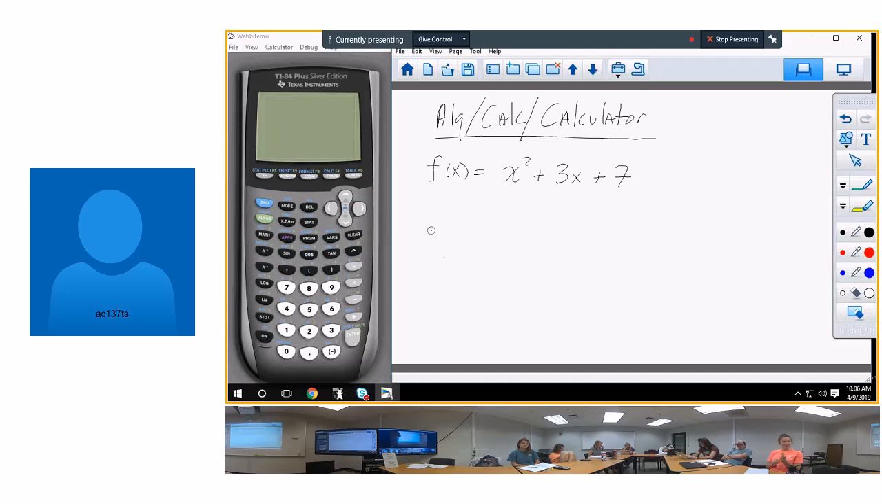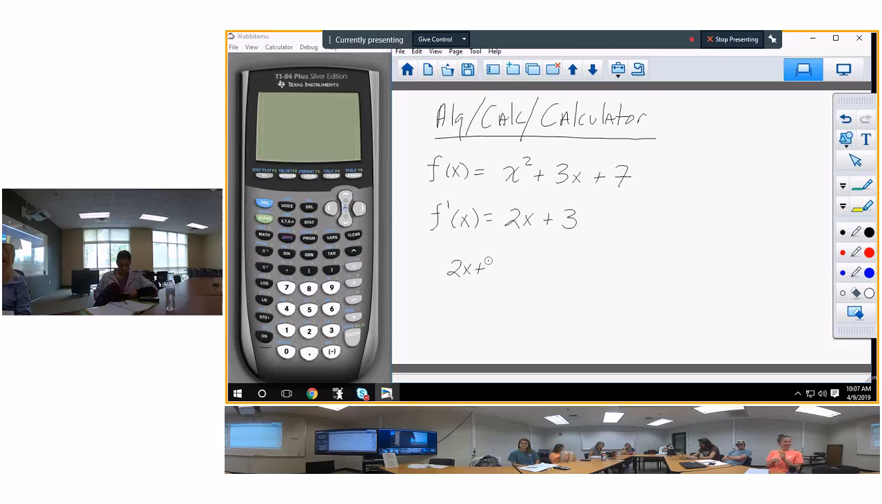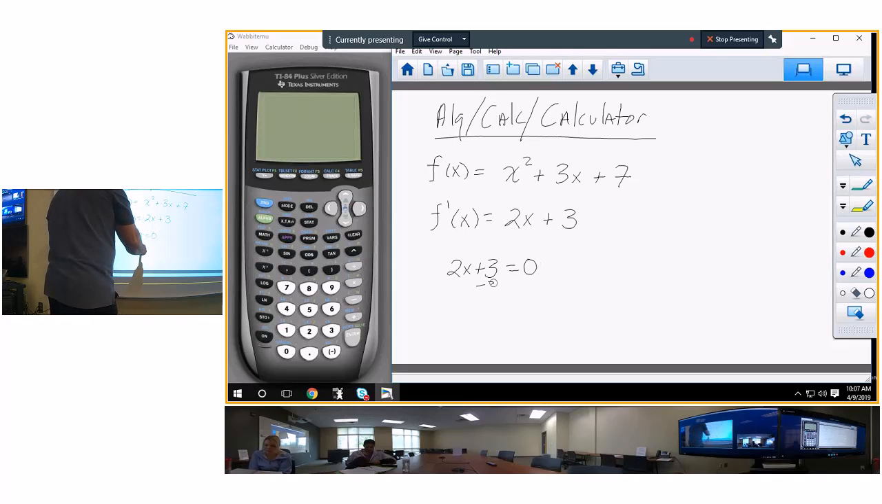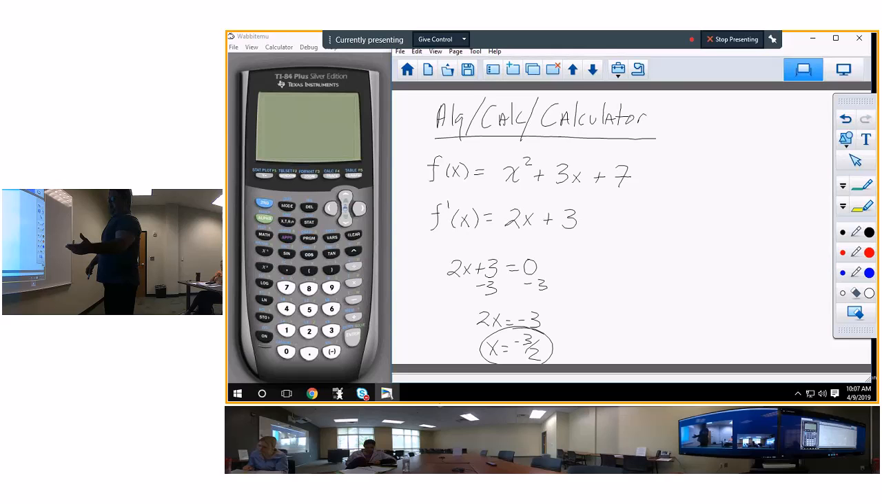All right, so f prime of x is equal to 2x plus what? The first thing I'm going to do is set 2x plus 3 equal to 0. Minus 3, 2x is equal to negative 3, x is equal to negative what? Okay, so at negative 3 halves, we know that we have part of the vertex. So let's plug negative 3 halves into your original equation.